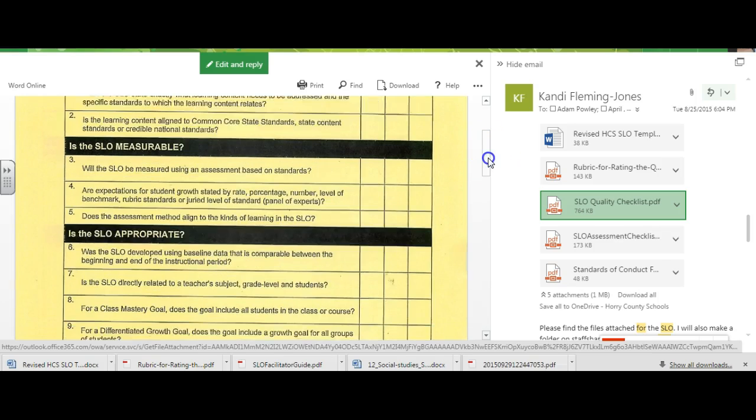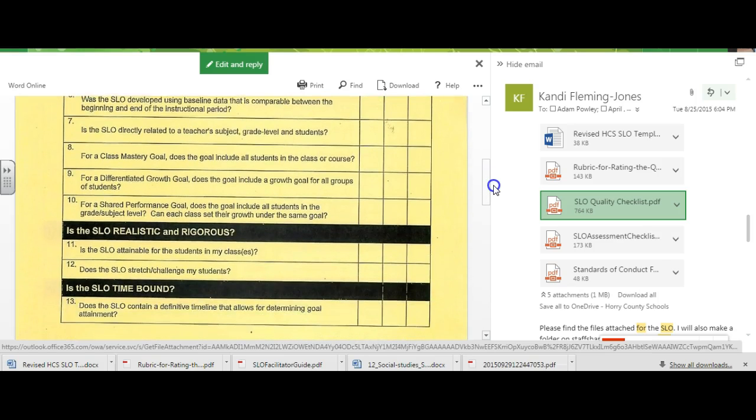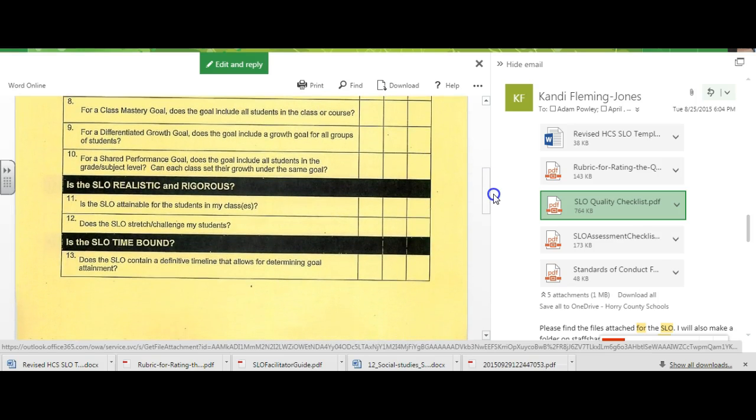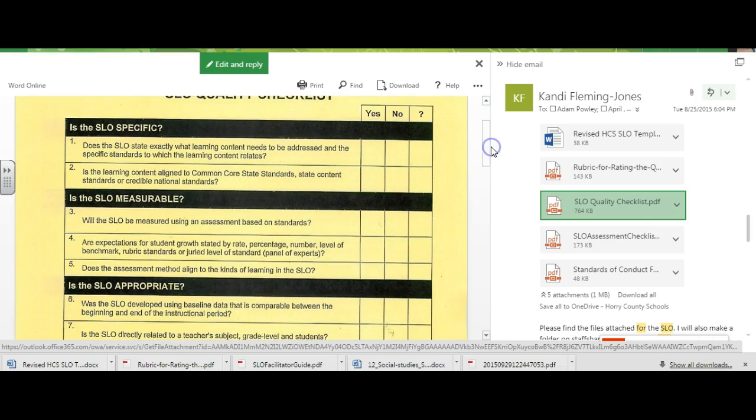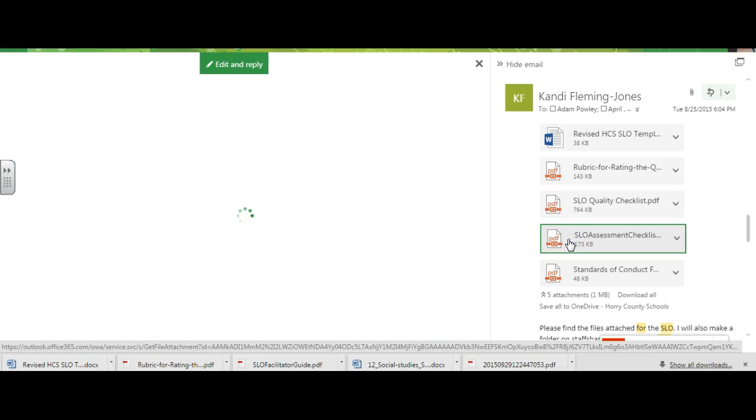And of course, does it fit your students? Is there clear mastery? Is it rigorous? Is it time bound, realistic? So, we know about SMART goals, so just keep that in mind. But if not, know that that's here for you, and I can go over that more with you if you need to.